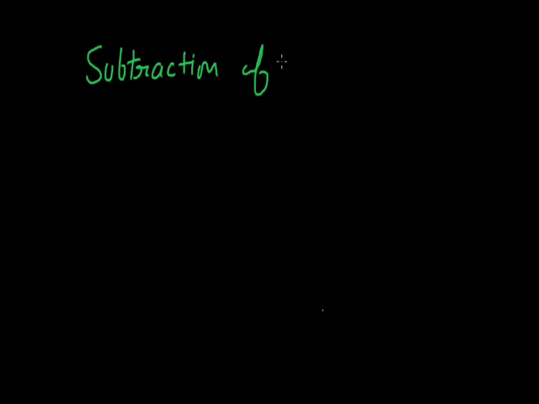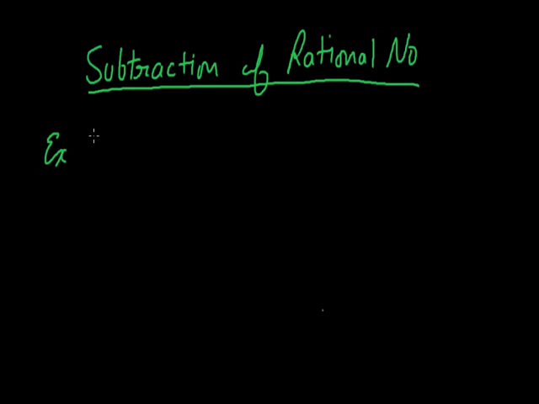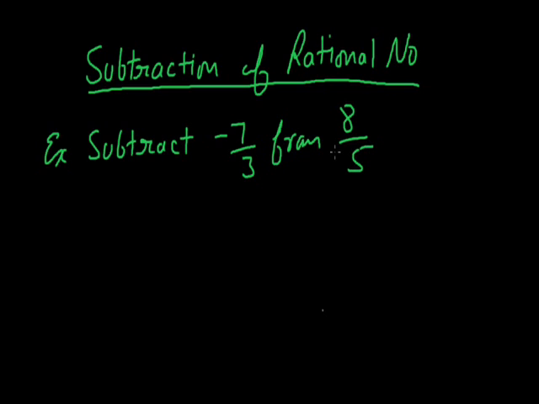Subtraction of rational number. Let's see how we can subtract two rational numbers. Let's say we have to subtract minus 7 by 3 from 8 by 5. So let's see the solution.